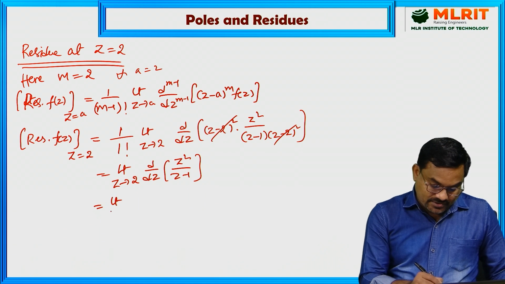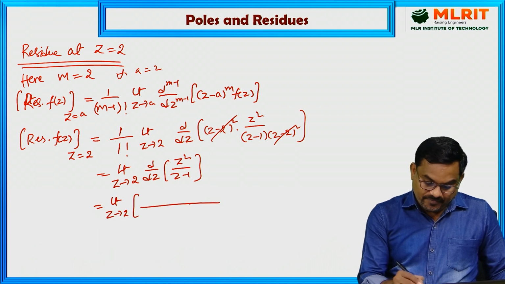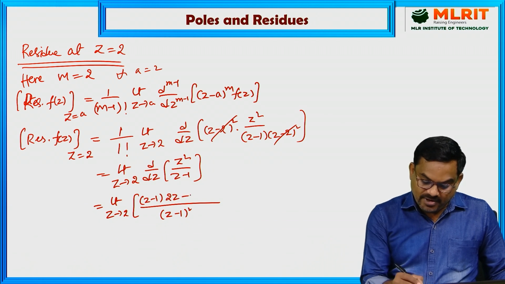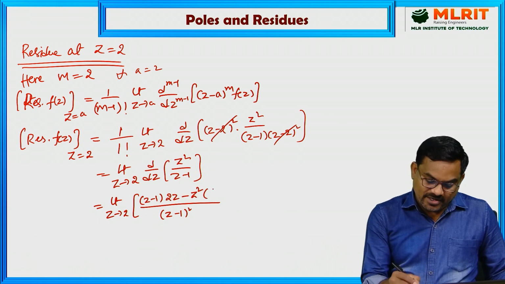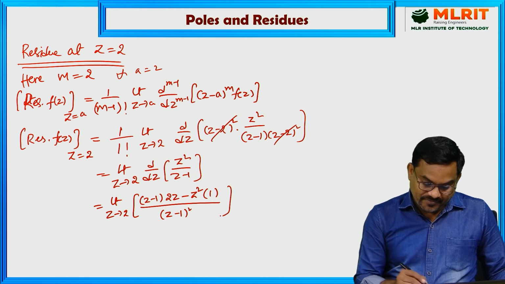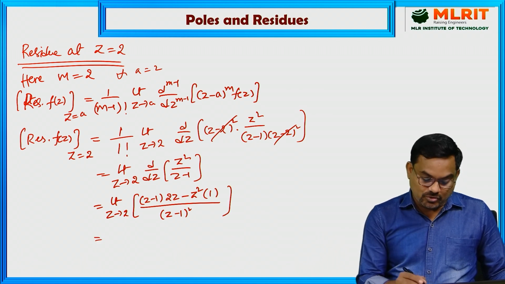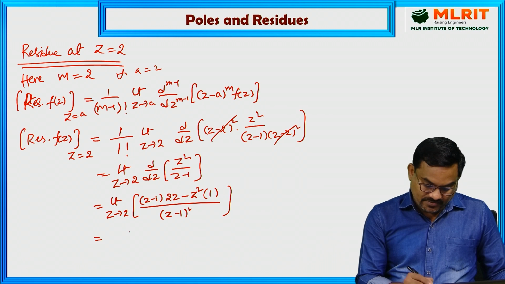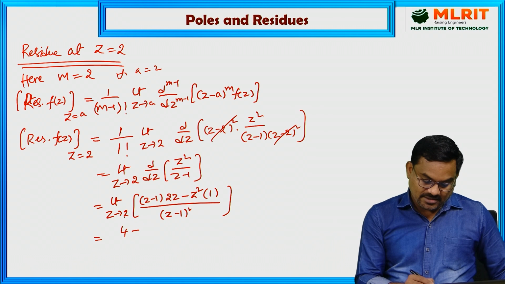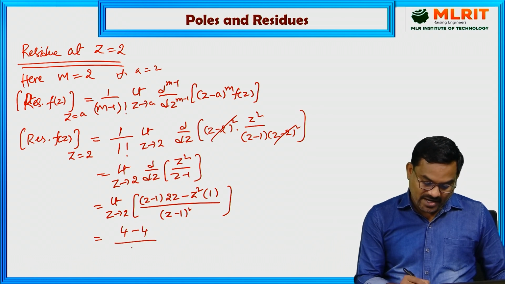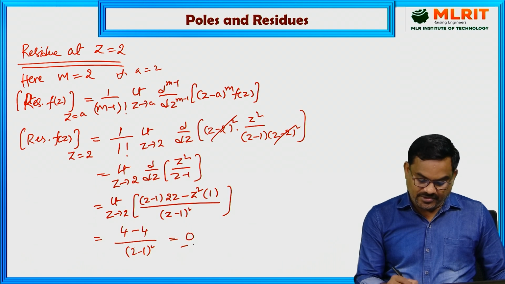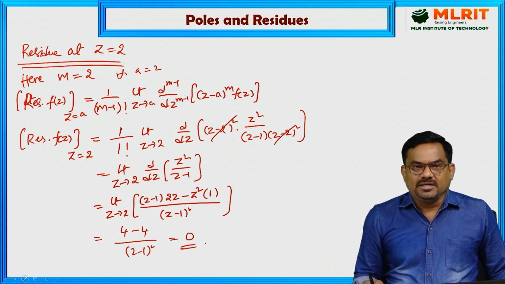Here we use u by v rule. Denominator whole square, denominator into numerator derivative minus numerator into denominator derivative, which is 1. Now if we apply z equal to 2 here, 2 minus 1, 1 into 2 into 2, 4 minus 4 by 2 minus 1 whole square, which is 0. Therefore, the residue at the pole z equal to 2 is 0.